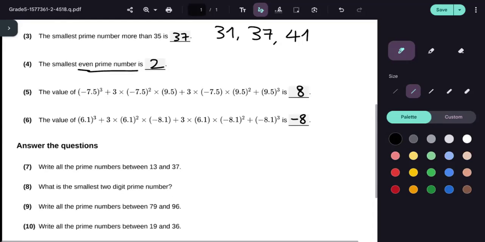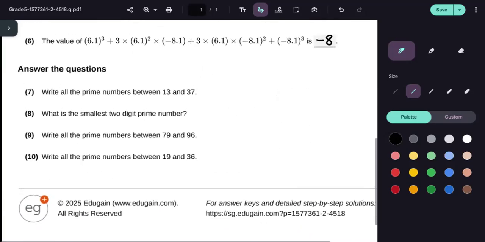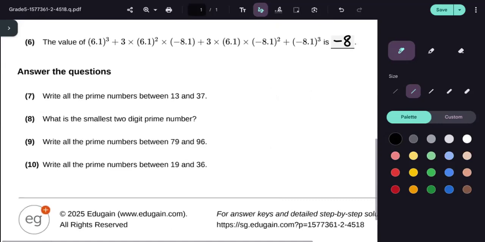Okay, next one. These are the questions that they will ask you in the exam. Write all the prime numbers between 13 and 37. When they say between 13 and 37, don't count these two in. I repeat, do not count these two in. So you will start from 17 onwards. Let's list them now.